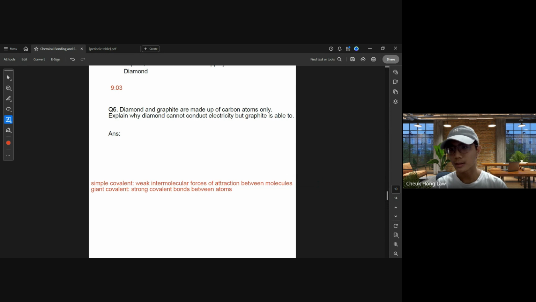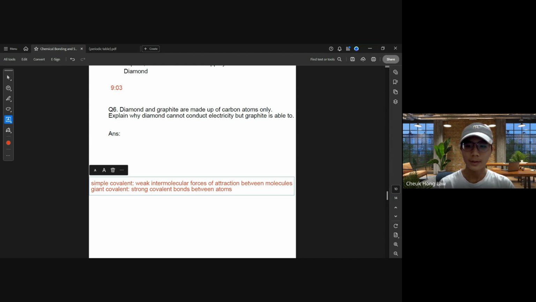I will also answer a previous question at the top by Claudia. You mentioned you wanted to know the differences between simple covalent and giant covalent. So here's the first difference. The first difference is the bonding. For simple covalent, the bonding is weak intermolecular forces between the molecules. Then for giant covalent, the bonding is strong covalent bonds between atoms.